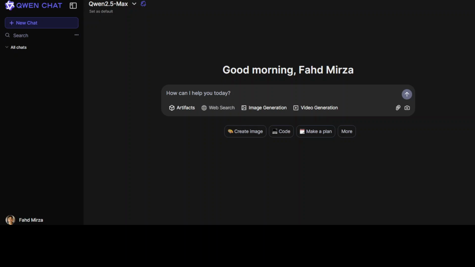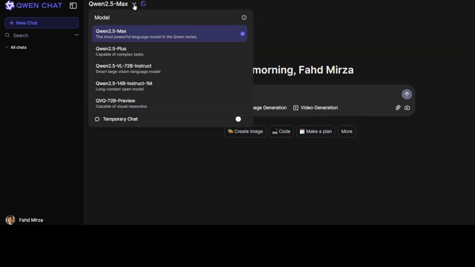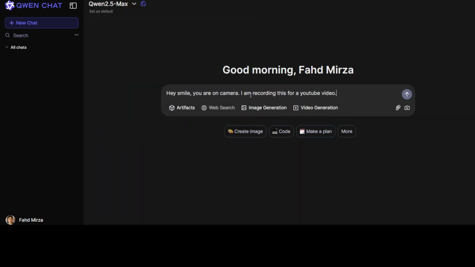And the first step you need to do is to log in, which is simple. Log in with your free email account on the top right. Once you log in, you can see that the Qwen Chat is open. Make sure that at top right you have selected this Qwen2.5 Max from the drop down, and this is the most powerful language model in Qwen series, by the way. So let's talk with it.